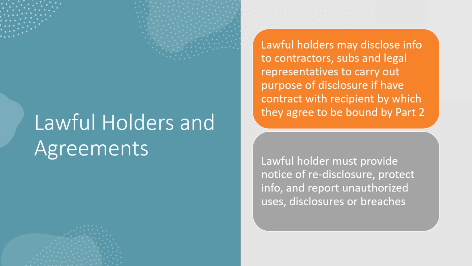We're talking about lawful holders because I said lawful holders are part of this and any agreements that we have with that. These lawful holders can disclose information to any of their contractors or subs or legal representatives just to carry out the purpose of the disclosure if they have a contract with the recipient and they agree to be bound by Part 2. So the lawful holder has to provide notice of redisclosure, protect the information, and report unauthorized uses, disclosures, or breaches. And they also have to keep a record of each disclosure in the file.